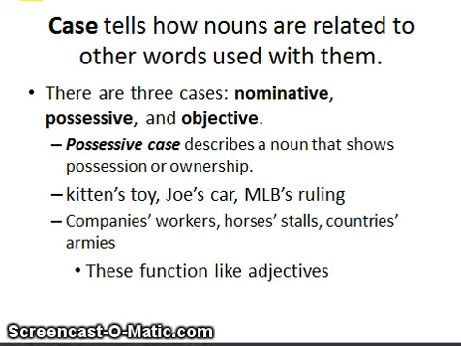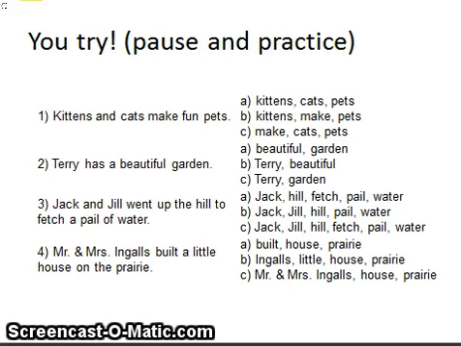Okay, possessive case. We can use nouns, turn them into possessives to show ownership. So the kitten's toys, Joe's car, the MLB's ruling, company's workers, so on. They function more like adjectives, so we won't have too many questions that deal with them, but it's important to know what they are.